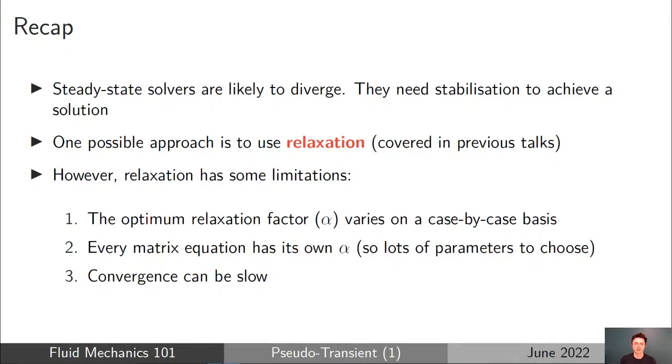So the background for this talk is that in general, steady-state solvers in CFD are likely to diverge and they need some form of stabilization for us to be able to achieve a solution when we carry them out. And there are many different methods that we could use to stabilize a steady-state calculation. And one popular approach is to use relaxation or under-relaxation.